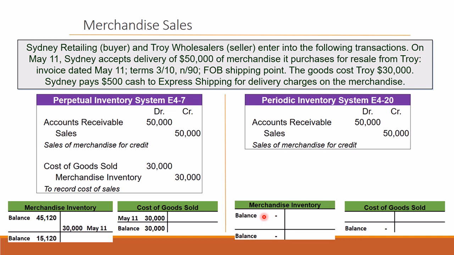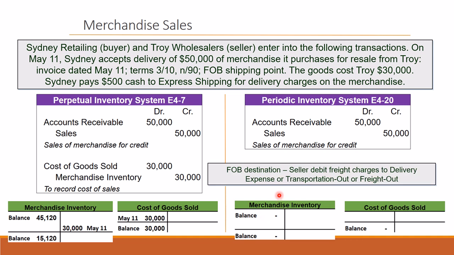I will also note that if this had been FOB destination terms, versus shipping point, we would have had some differences. FOB destination means that the seller pays for freight since it's responsible for the shipment until it arrives at the customer's destination. In that instance, it would have been considered a selling expense to the seller. So they would have debited some type of expense account, something like delivery expense or transportation out or freight out. That's not transportation in or freight in. Transportation out or freight out.